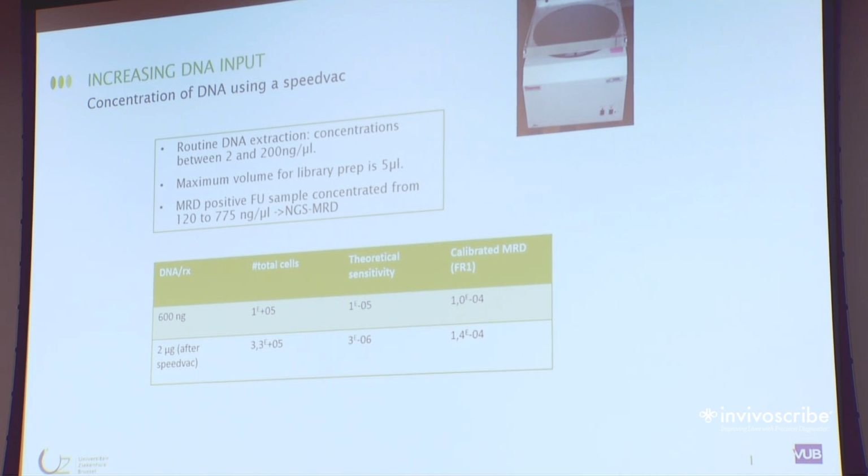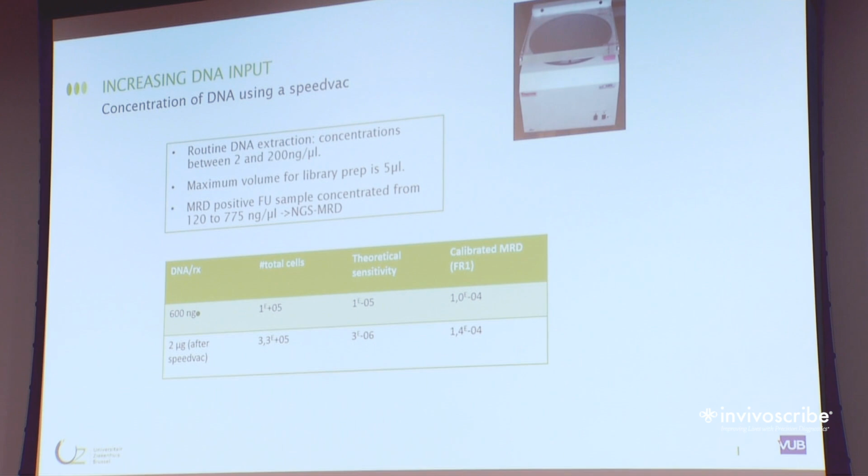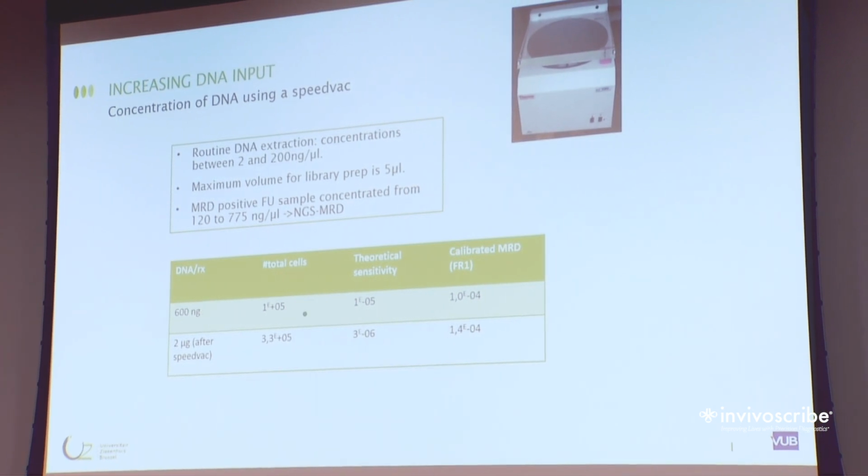So we put in 600 nanograms of DNA. The total number of cells is then 100,000. So your theoretical sensitivity is 10⁻⁵, and our MRD was 10⁻⁴.